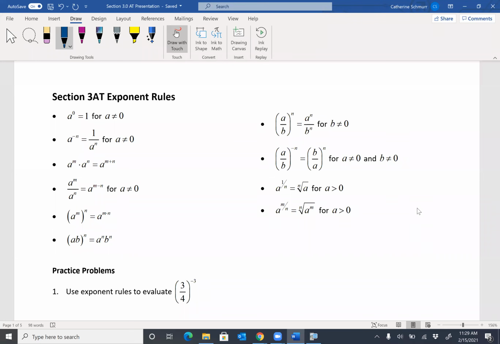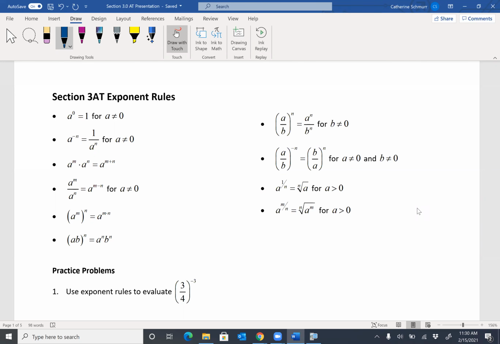This video is for section 3AT on exponent rules. First, we're going to review some of our rules of exponents. The first one is that any number to the 0th power is equal to 1, as long as the base, a, is not equal to 0.